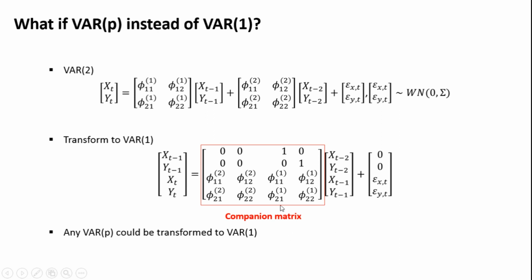So we don't need to estimate in every term a VAR(p). This relationship permits us to transform any VAR(p) into a VAR(1) by this transformation using the companion matrix.